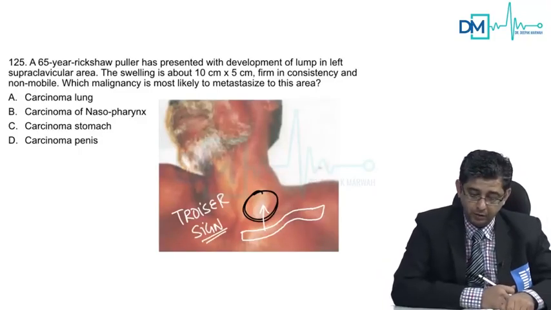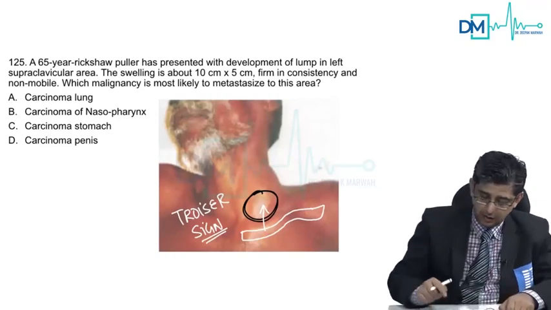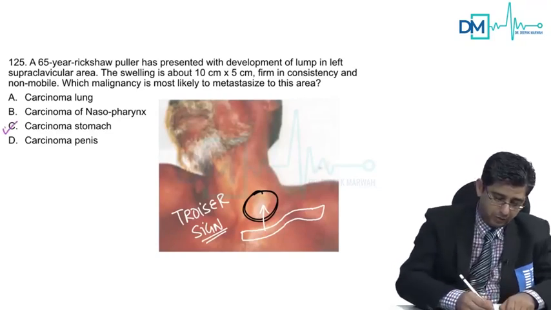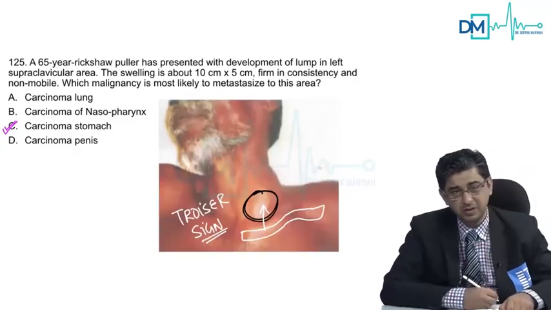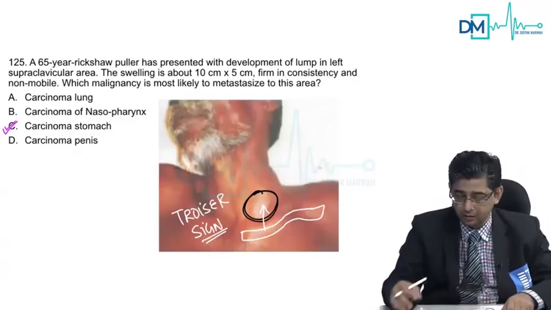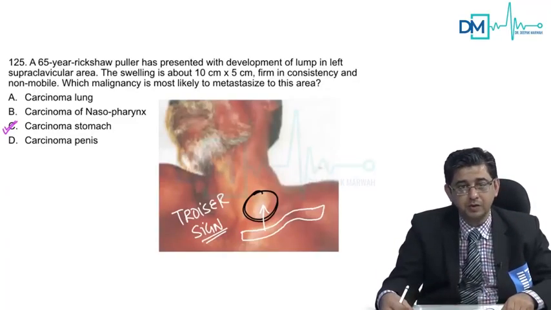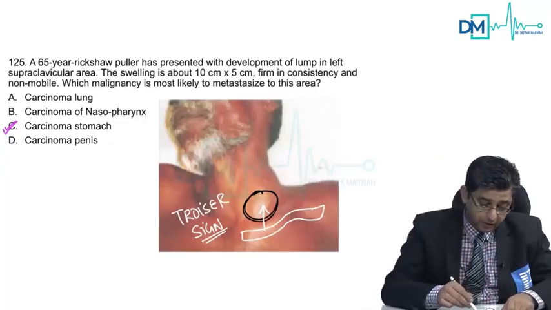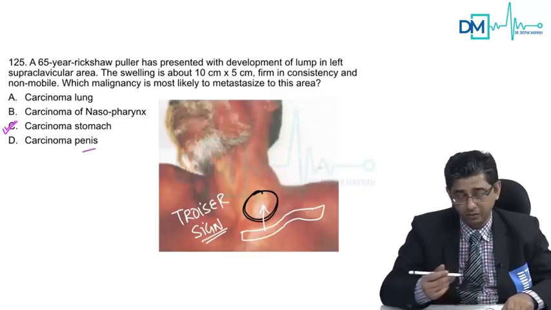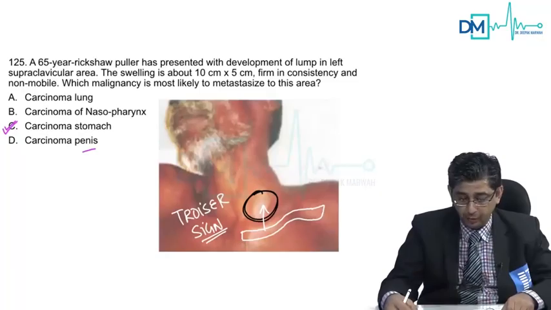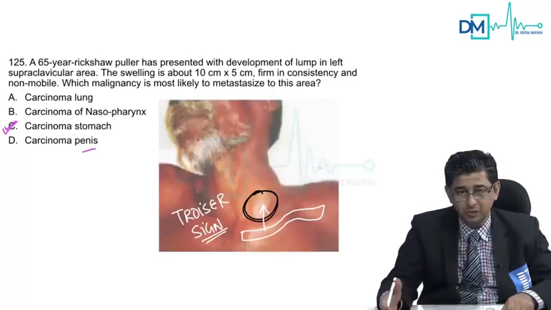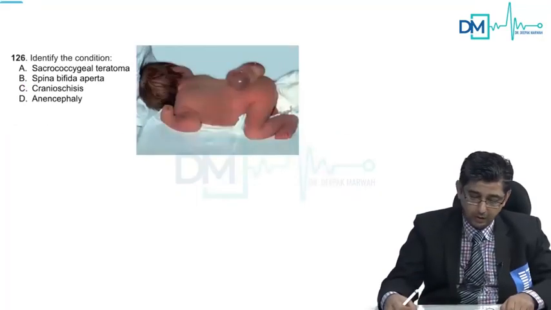The swelling is about 10 to 5 centimeters, firm in consistency, non-mobile, which is like cancer, most likely to metastasize to this area. So it would be GI malignancies, that would be carcinoma stomach most likely to metastasize. This would be a Troisier sign in the patient, and GI malignancies are usually responsible. In testicular cancer, here it's written CA penis, not CA testis. So that's the point why CA penis has been ruled out. CA penis goes to inguinal lymph nodes.